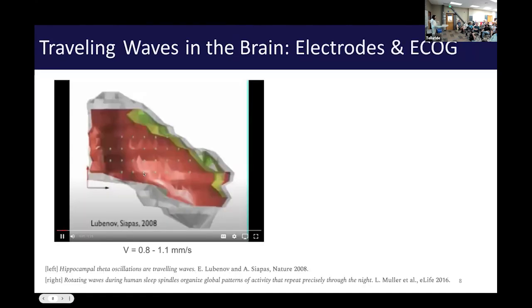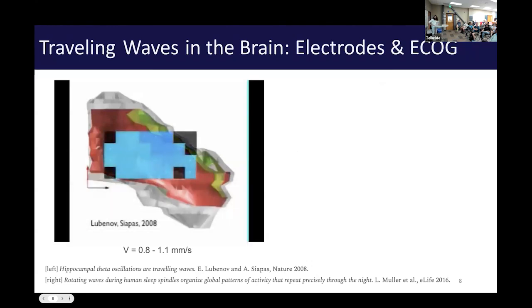This was the video that Terry was trying to show earlier. This is in the hippocampus. You can see these waves propagating across.